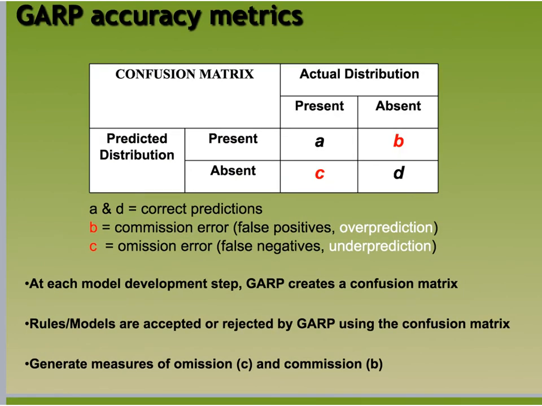So internally, using those training testing split data, GARP is generating a confusion matrix, classic way of taking actual data and predicted distributions and determining each measures of commission and omission, areas of overprediction and underprediction, respectively. And so this happens iteratively within the GARP modeling process to decide which rules it's going to keep and then to decide whether or not the individual rule set is accurate for predicting presence-absence.